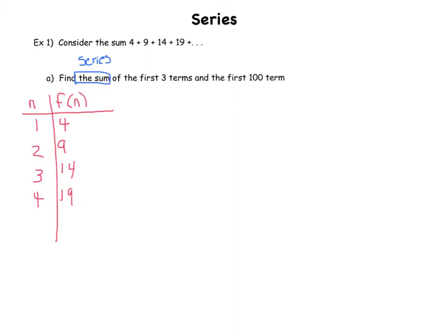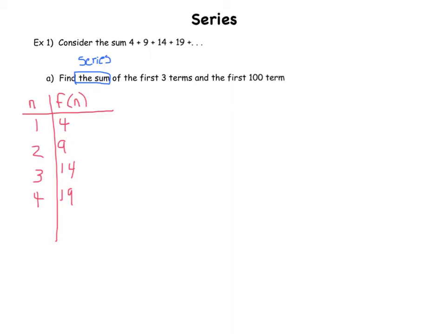It says consider the sum 4 plus 9 plus 14 plus 19, etc. And it says find the sum of the first 3 terms and the first 100 terms. When you see that word sum, I want you to think of series. A sequence is sort of like the list of numbers. The sequence in this problem would be just the numbers 4, 9, 14, and 19, which I've arranged here in a table just to remind you that a sequence is a function. But the series would be if I wanted to start adding those terms up.